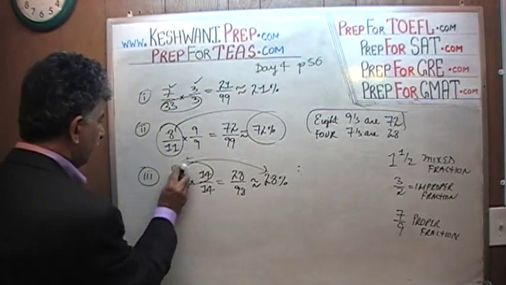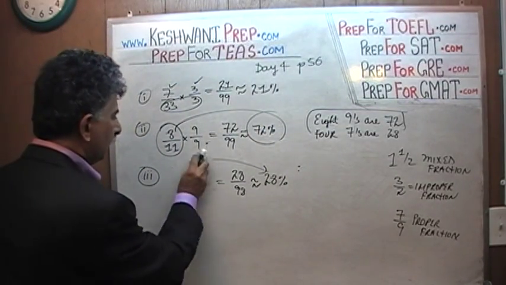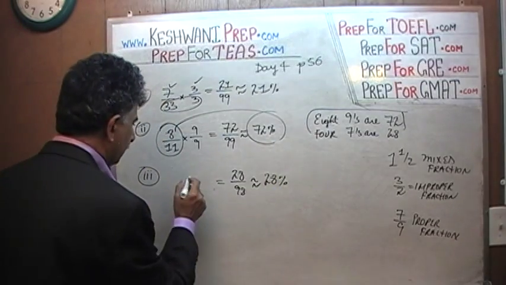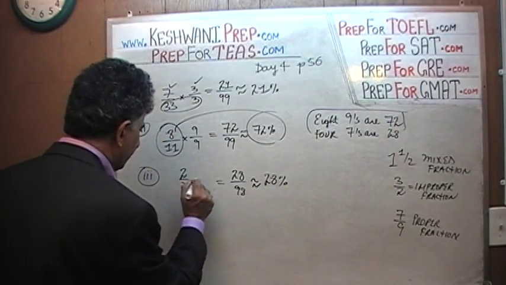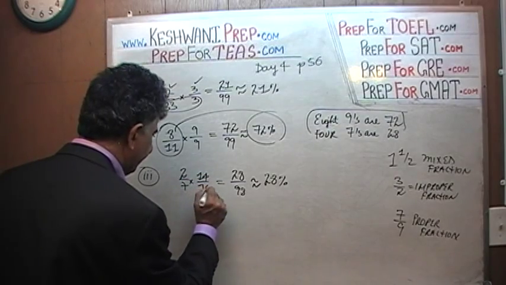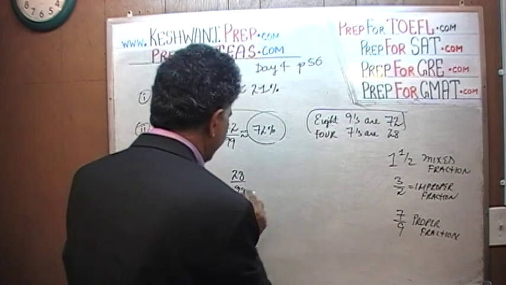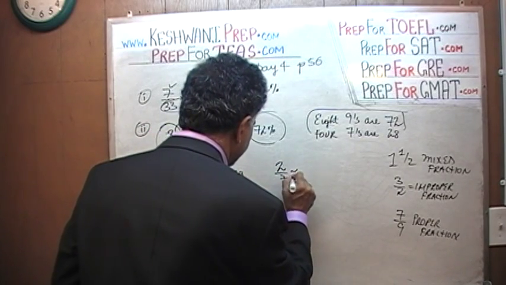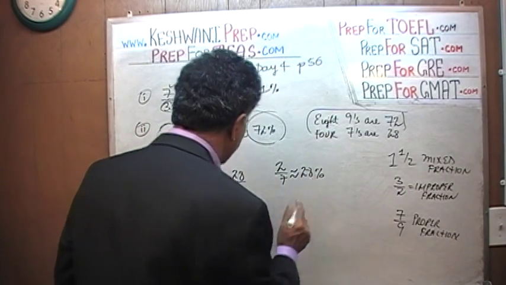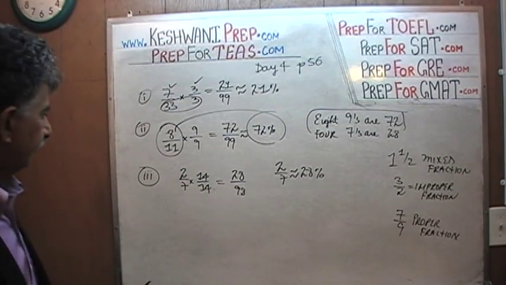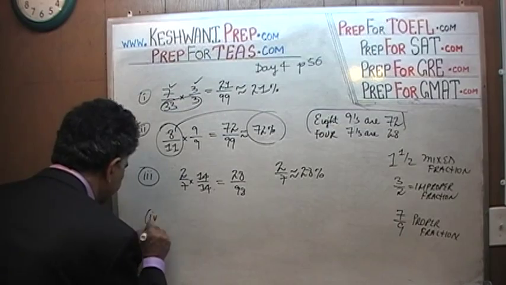This thing is getting too ugly. I'm going to rewrite it. 2/7: we multiply the top and the bottom by 14, and that comes out to be 28 out of 98. So what we find is that 2/7 is approximately equal to 28%. Let's do one more, shall we?